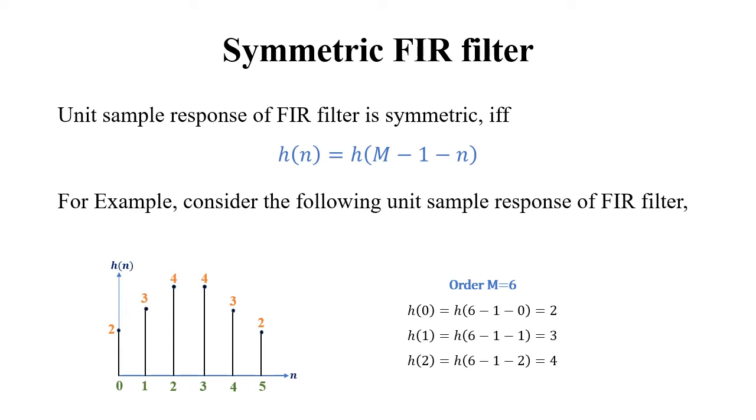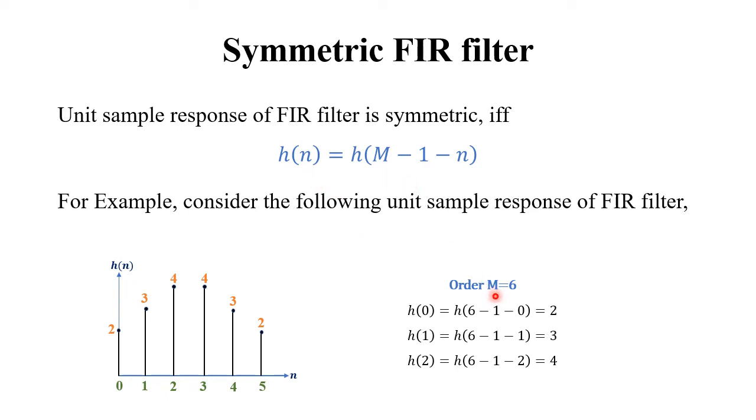Let us first understand the concept of the symmetric FIR filter. The unit sample response of an FIR filter is symmetric if and only if it satisfies the criterion h of n is equal to h of M minus 1 minus n, where n is the sequence number and M is the order of the filter. So let us consider an example to understand this expression.